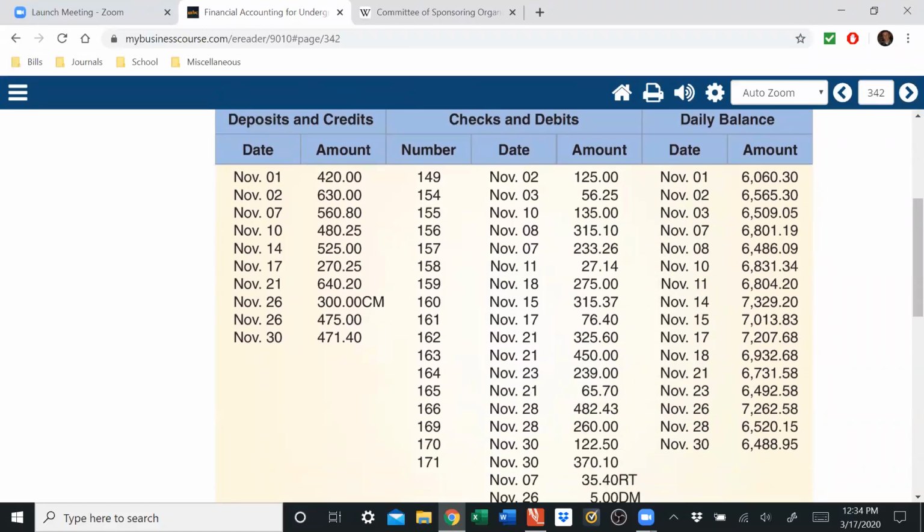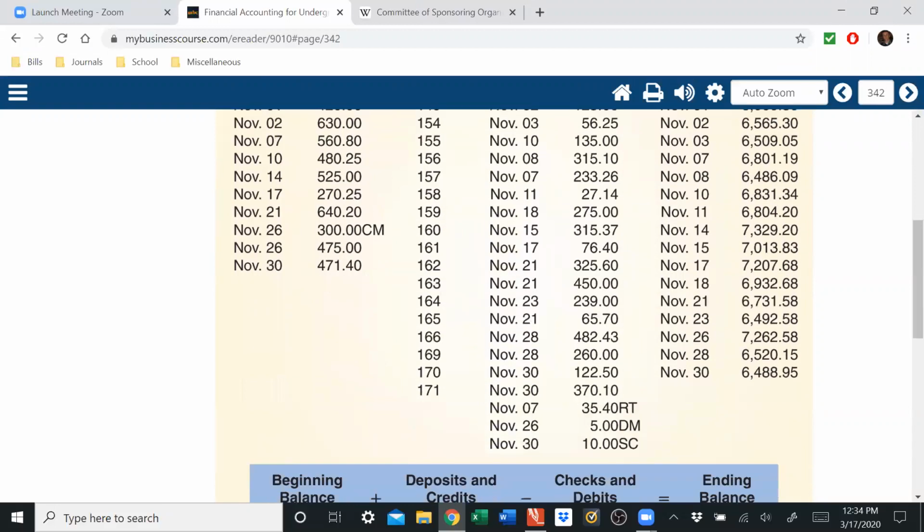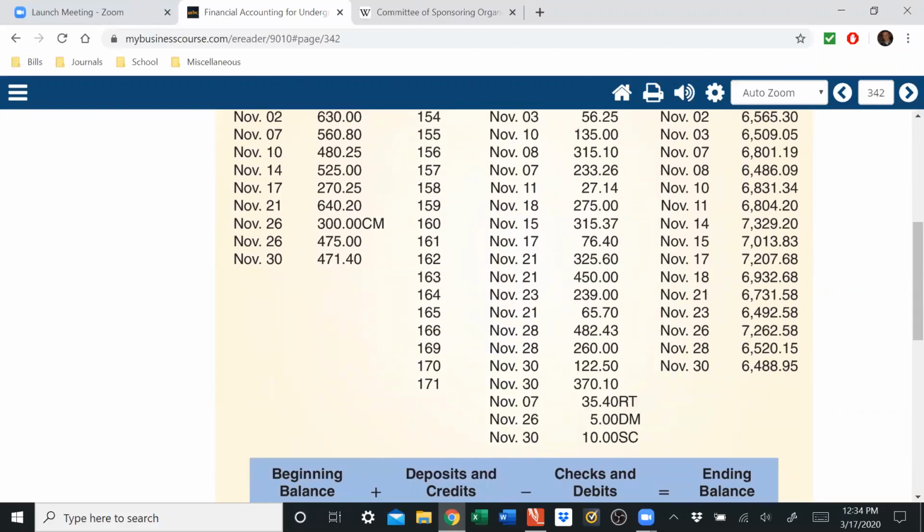And then over here in this far column on the right, we have the daily balance. At the end of each day, that's the balance of your account. So we want to pay attention to this final balance on November 30th, at the end of the month. This is what's known as the bank balance. The bank says we have $6,488.95 in our cash account. We want to compare that to what our cash T account balance is. That's our book balance. So our book balance is whatever the cash T account says. They're going to be different. They're not going to be the same. And the bank reconciliation is going to reconcile these two numbers.